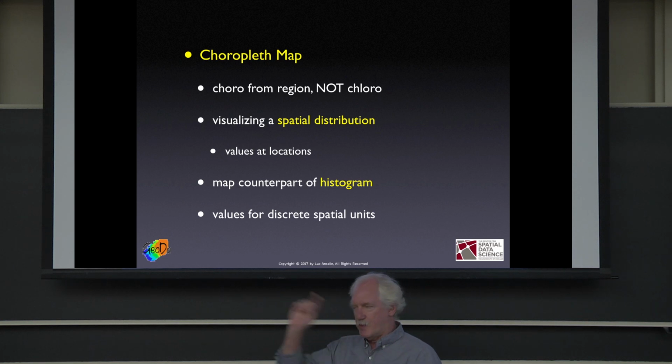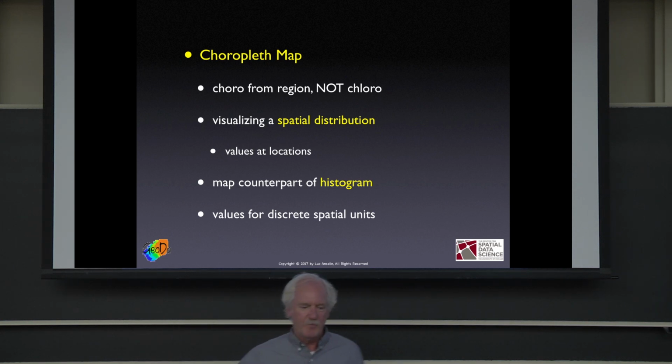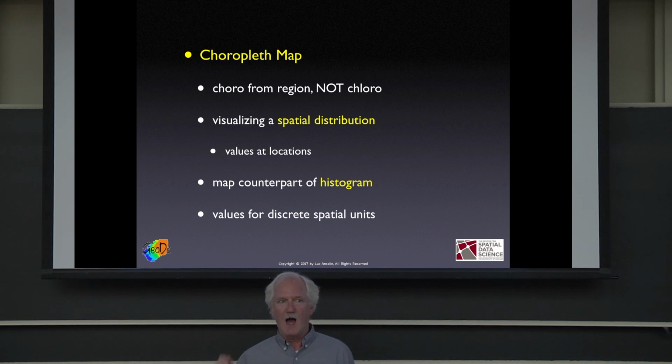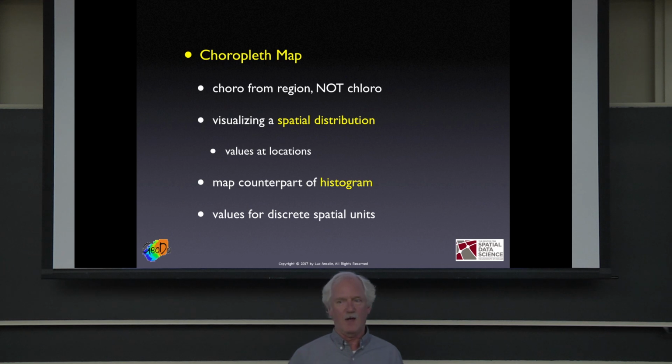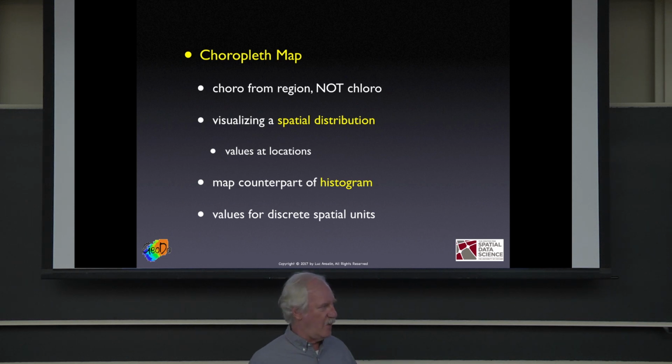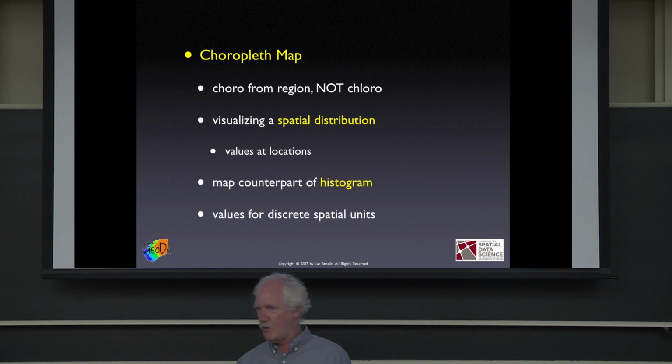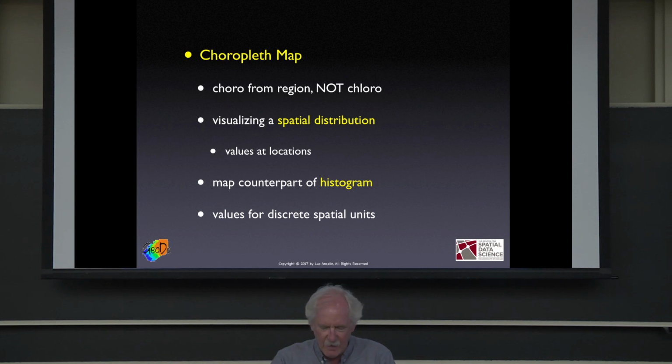So first of all, vocabulary: it's choropleth map, not chloro. I know a lot of you are conditioned to say that. I don't know why, but it's choro. It's from region, an area on the map. It's nothing to do with chlorophyll or green or chloride or anything like that. Right? It's a spatial distribution.